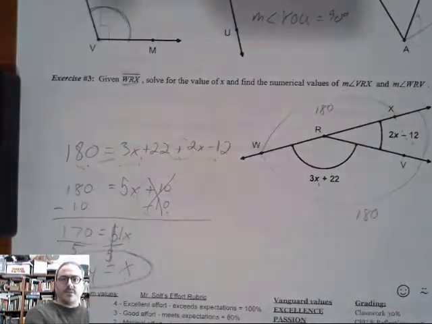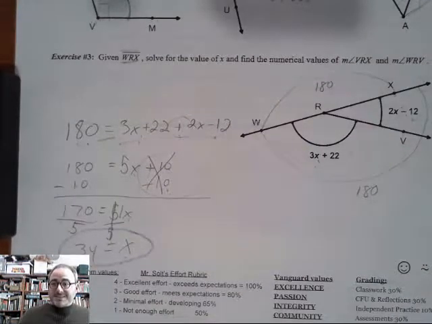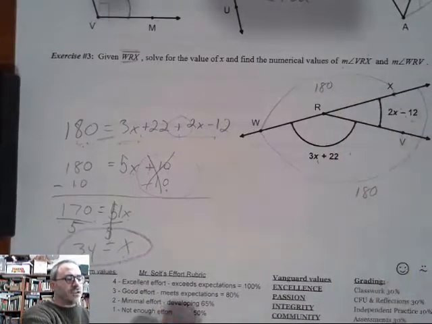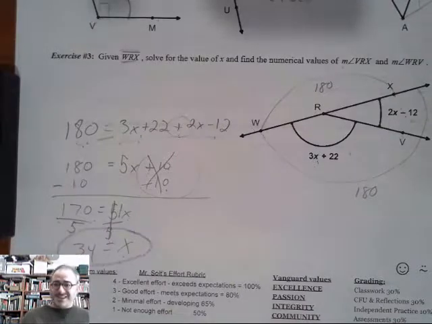X is 34. There we go. We found x. We used our algebra problem solving skills to find x. We're not done because we haven't done this part and this part. We haven't found the measure of these two angles. But really, the upside is it's really easy to do, right?